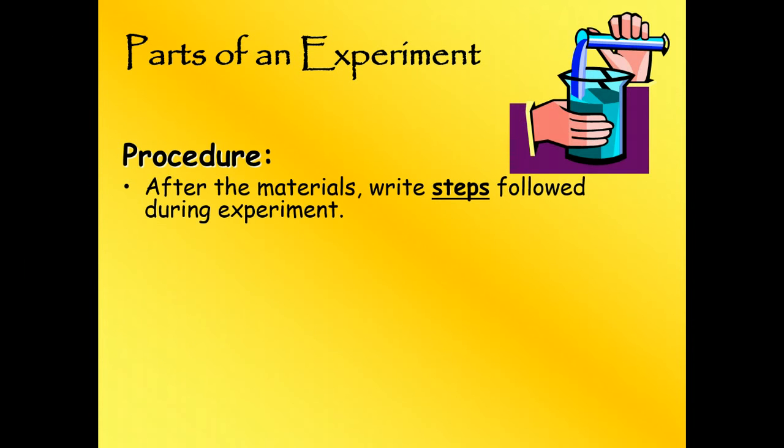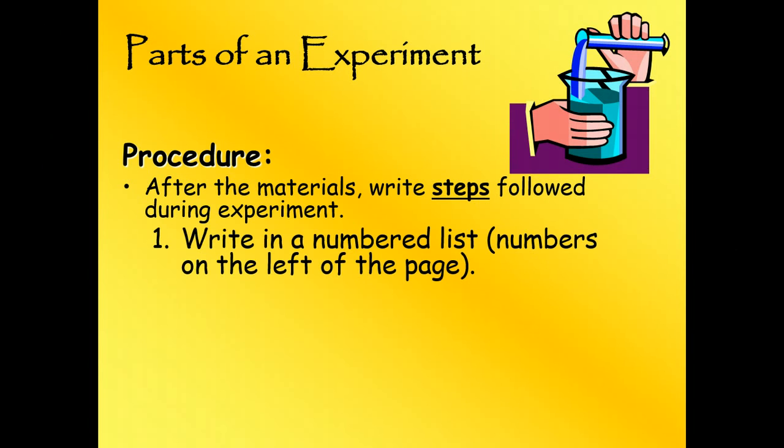After you list your materials, then you write your procedure. These are the steps followed during the experiment. It's kind of like a recipe. You write your list as a numbered list with your numbers going along the left-hand side of the page. Make sure you don't put number 2 at the end of the sentence for number 1. Start a new line for number 2, and move on from there.